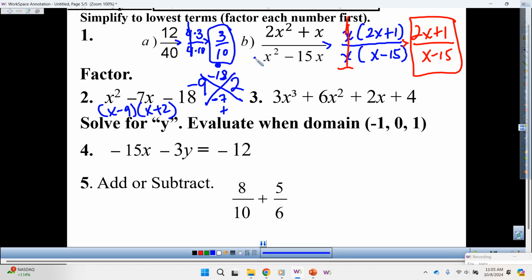Yeah, that's if we have a negative on the lead coefficient. So since the negative is not in the lead, we leave it in there. Yeah. Good question, though.